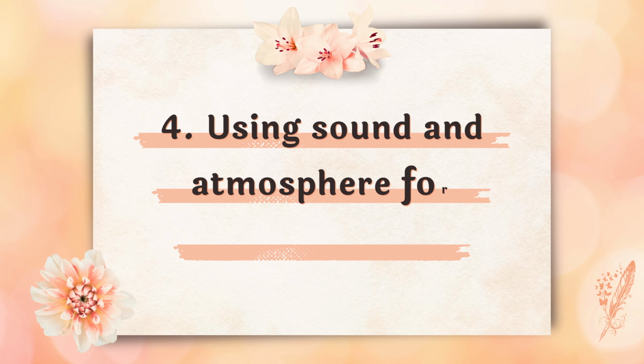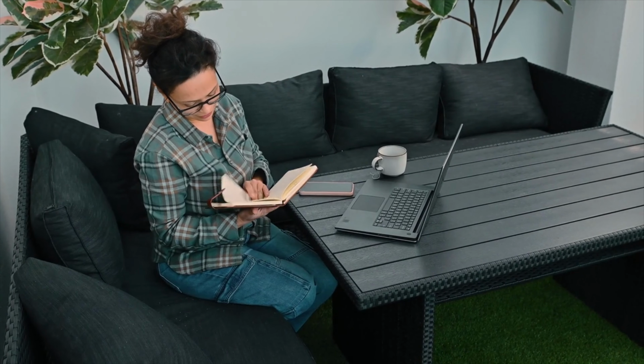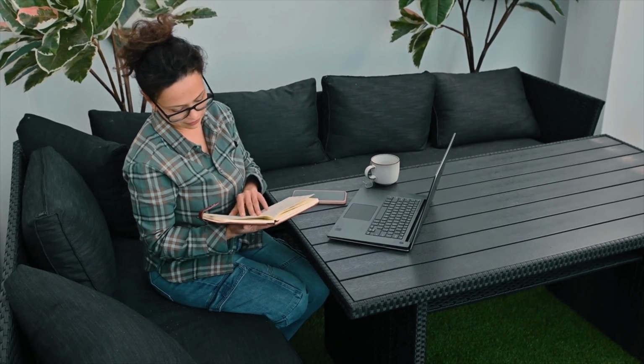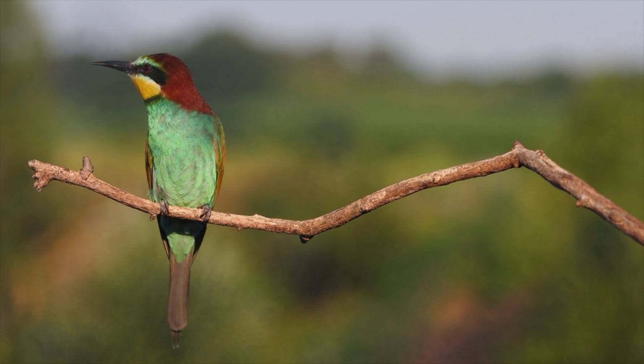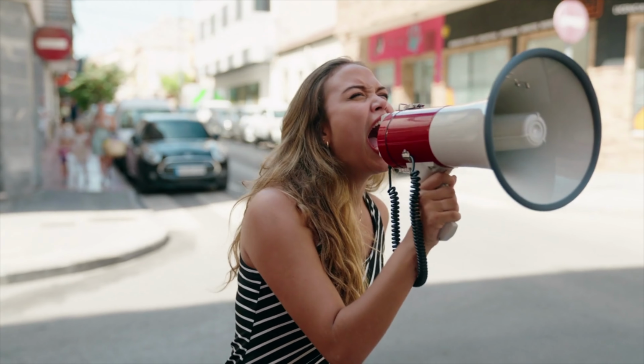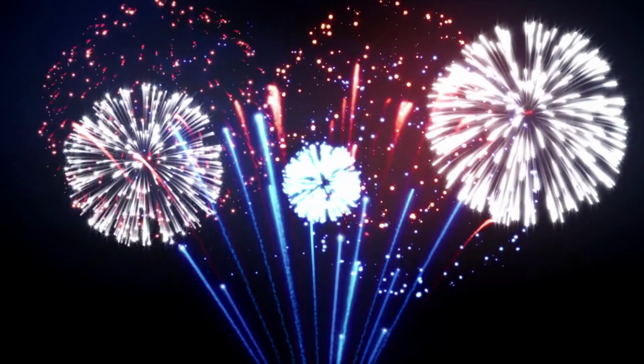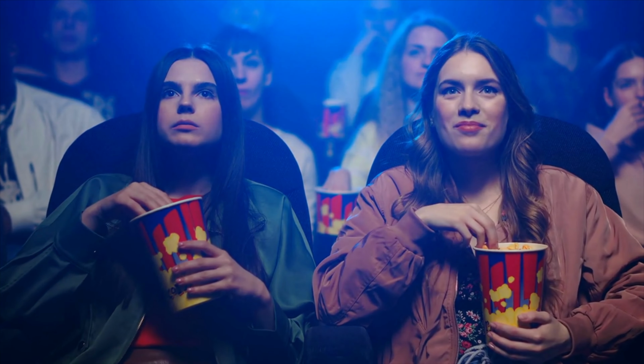Tip number 4. Using sound and atmosphere for immersion. Besides the visual cues, when comparing a movie to a book, another big difference that stands out is sound. In a movie, you can actually hear the birds singing, the person shouting, and the fireworks exploding. And you can definitely notice when total silence is strategically used to heighten the impact of the story. It's impossible to directly experience these sounds in a book, but you can make your readers imagine them through vivid description. Watching movies and TV shows can help you with this.